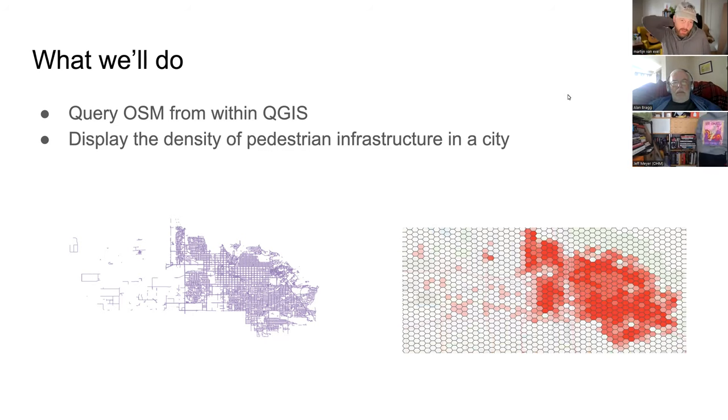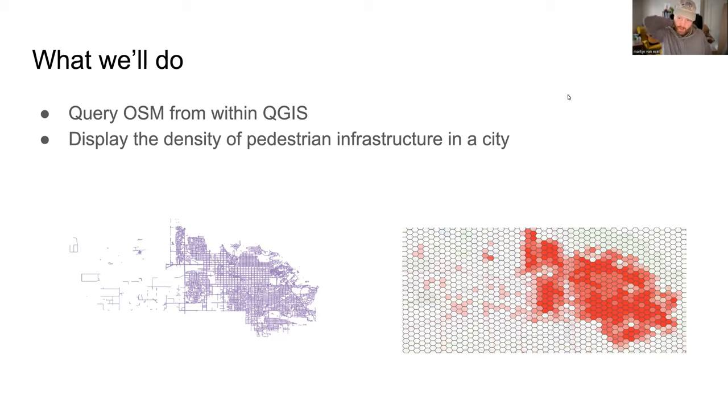So what we'll do, we'll do two things. We'll get some OSM data into QGIS, and then we'll do some analysis and visualization. It's going to be fairly basic in a lot of ways. I just want to demonstrate what you can achieve within a reasonable amount of time and with very little advanced knowledge. That's what this workshop is meant to do.